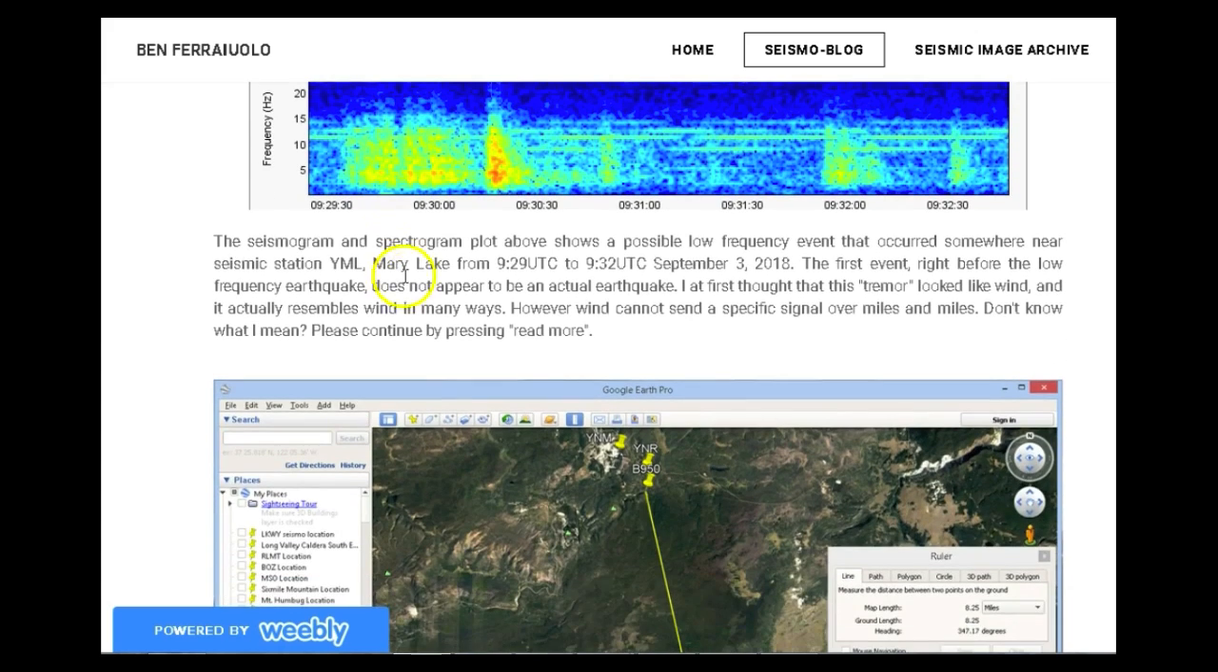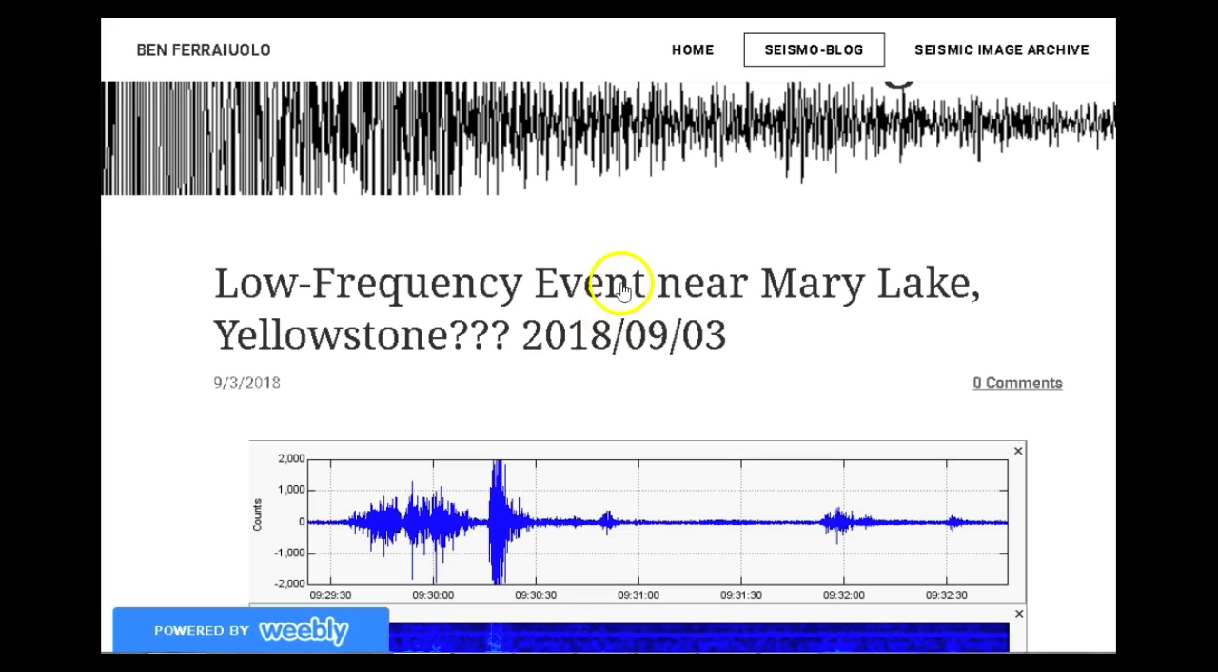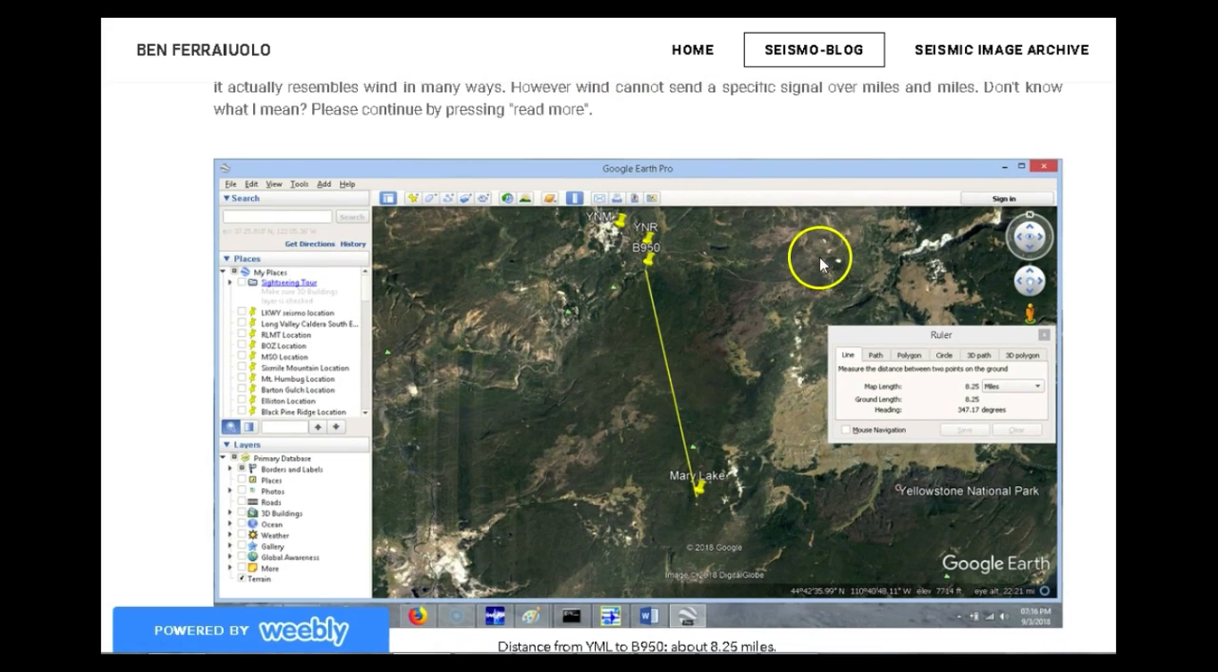Don't know what I mean? Please continue by pressing read more. Or you could just press the title. And that's what I did, so it opened it up.